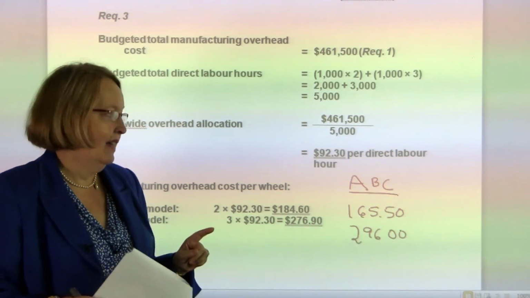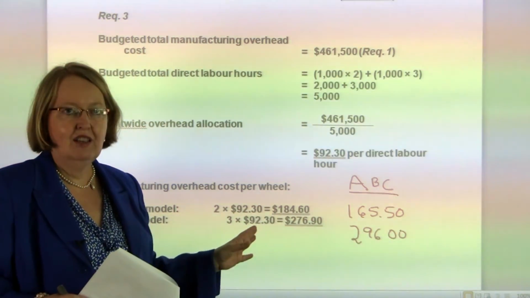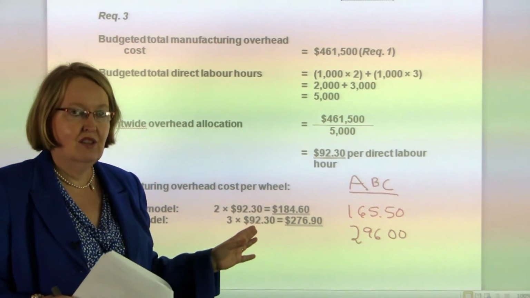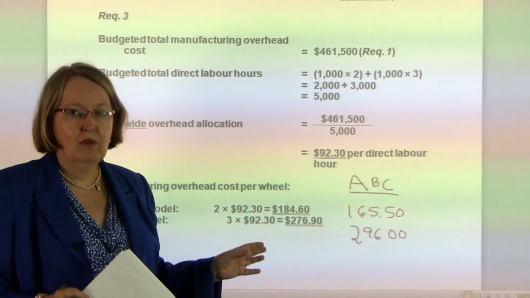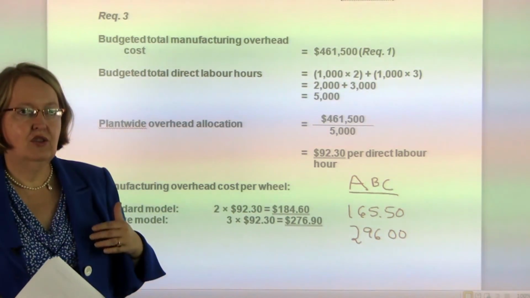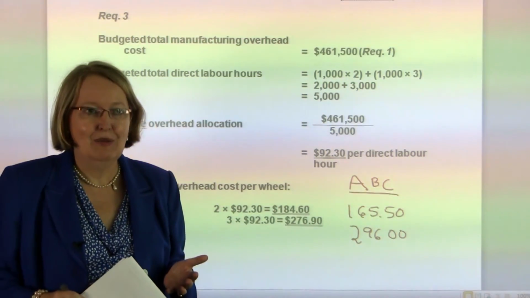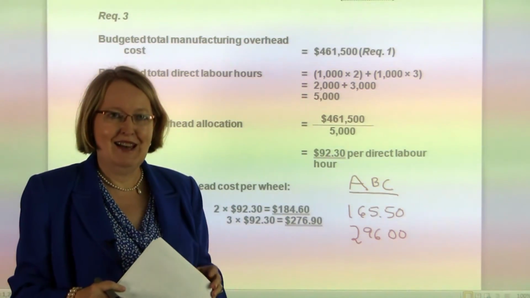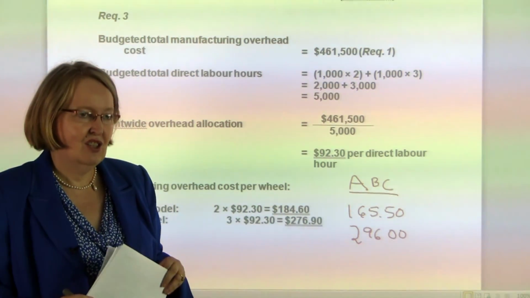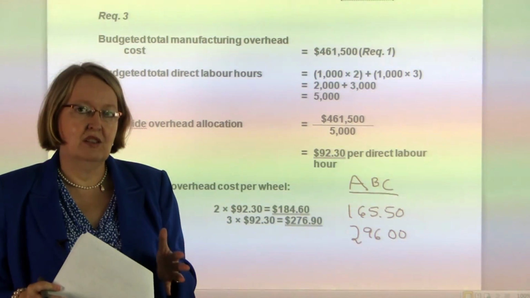Now that being said, when you've done this calculation, if you ended up with very little difference in the overhead under each of these methods, then it wouldn't be worth doing. You always have to remember when you're doing additional calculations, of course there's an administrative cost to that. We're paying some St. Mary's University graduate a high salary to do these calculations, so with activity-based costing there's more calculations, so it's going to cost more money.